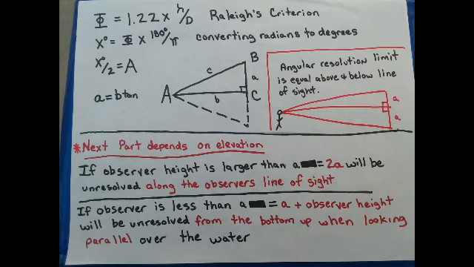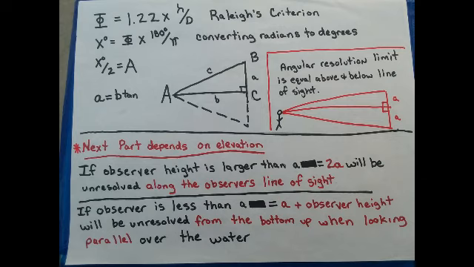So the next part depends on your elevation. If your observer height is larger than the little a, you will use 2a, which will be unresolved along the observer's line of height. Now this will happen if you're looking up in the sky, looking down at the ground, anywhere you're looking, it will be unresolved above and below that line equally. That's why we have the 2a.